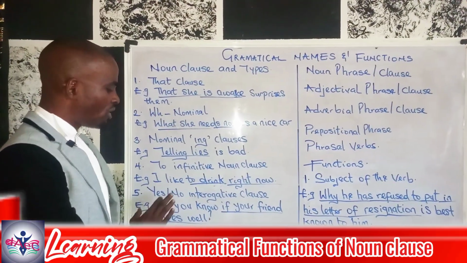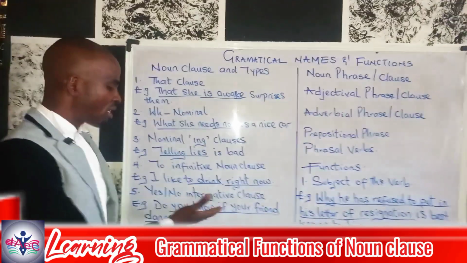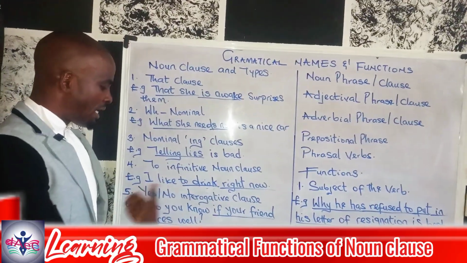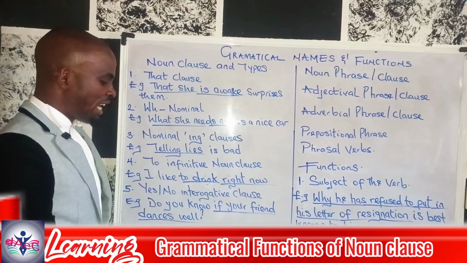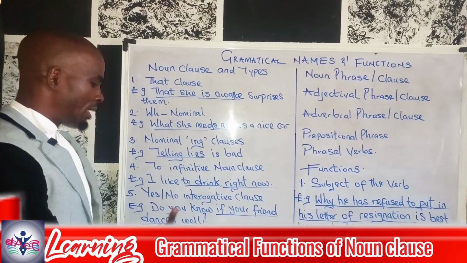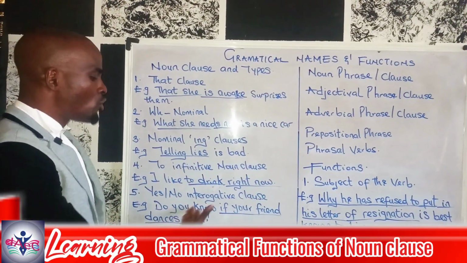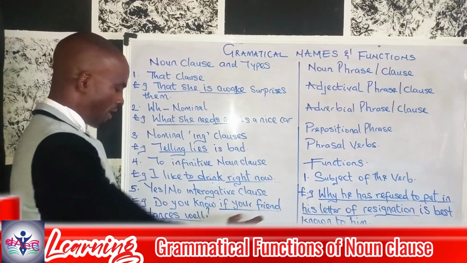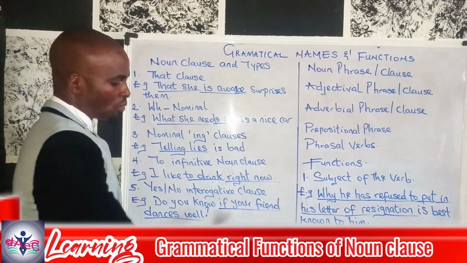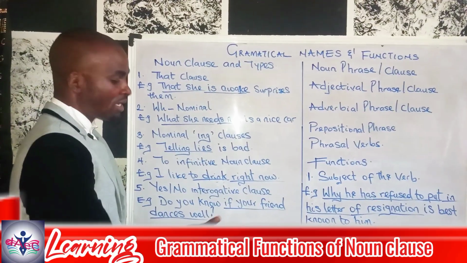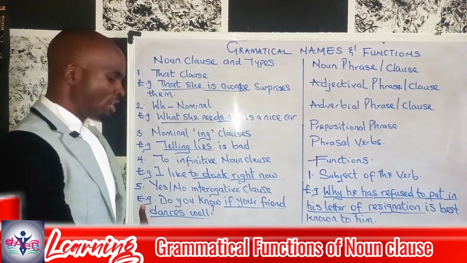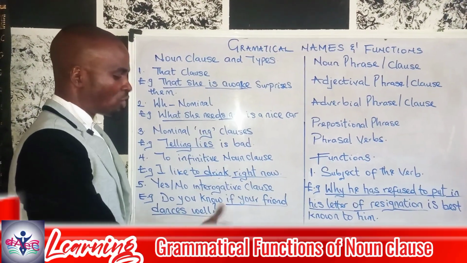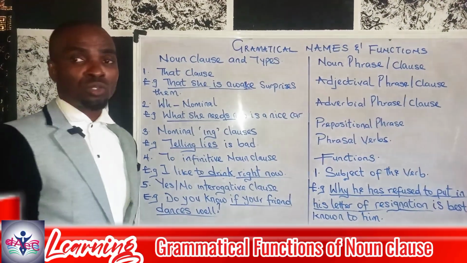And the last one is the yes or no interrogative clause. Interrogative means questioning. So the yes or no interrogative clause has to do with an interrogative clause. "Do you know if your friend dances well?" You can see now, it's in the form of a question. "If your friend dances well" is also a clause. Now I can say, do you know what? If your friend dances well. So "if your friend dances well" is also a noun clause.